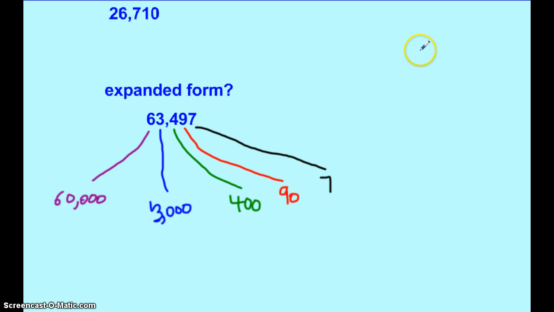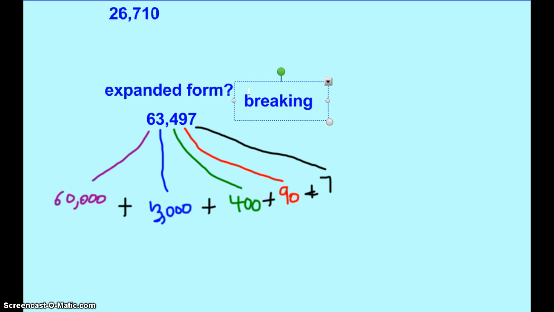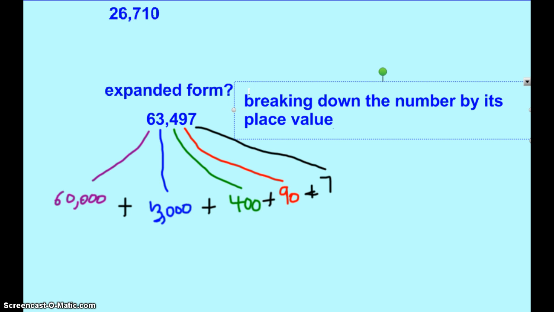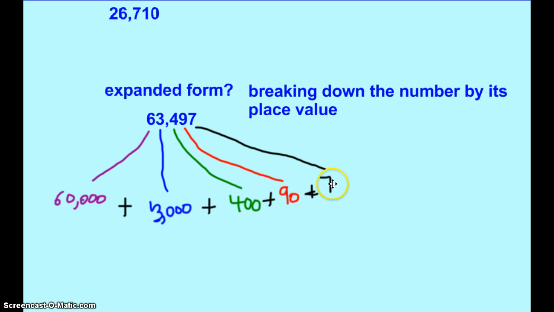And of course, we would put all these together, and we know in math that we use the addition sign to show that we are going to join these together, and when we do, we'll equal the amount there. So expanded form is basically breaking down the number by its place value. Each individual place value.